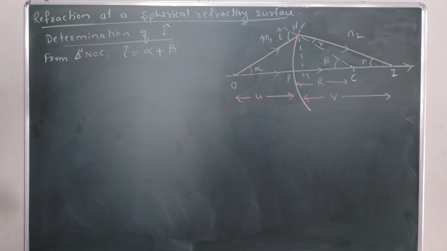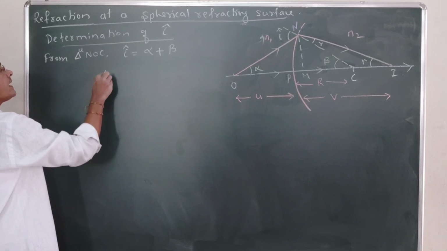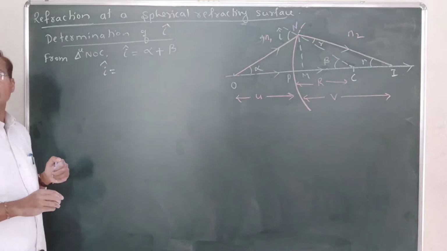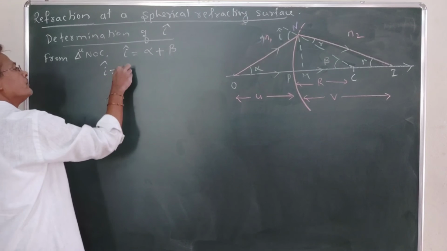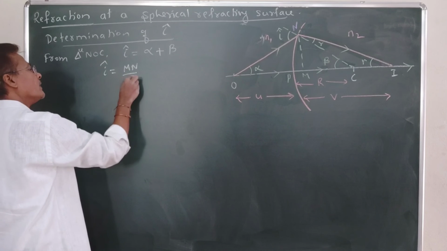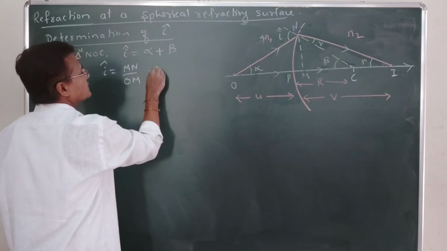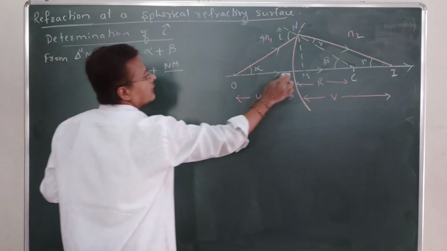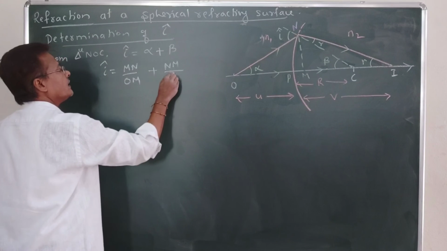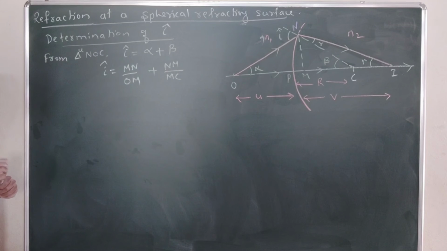Alpha plus beta. Already we know that alpha, beta and gamma we have calculated. So we are going to substitute here. So that is angle I equal to alpha value. What is alpha? We are going to see that it is Mn by OM. So that is Nm by OM plus beta. Beta is Nm by MC. This is what we are going to get for angle I.